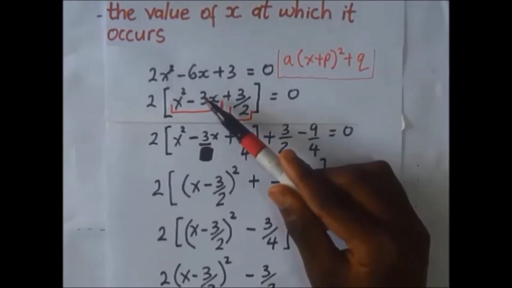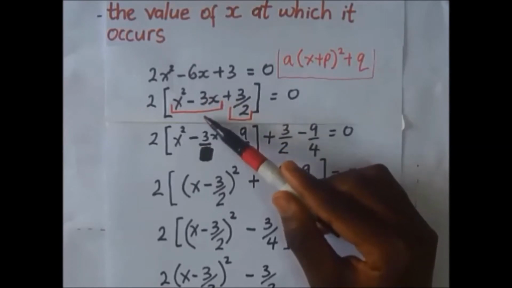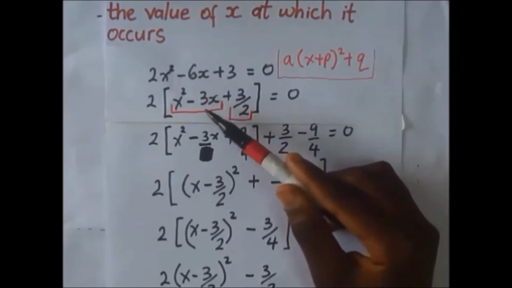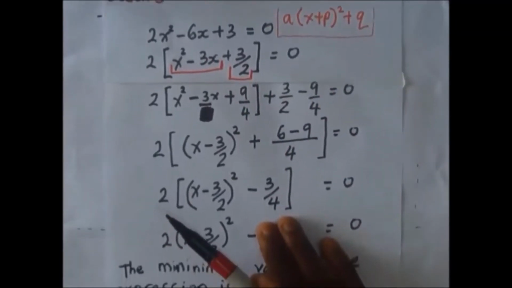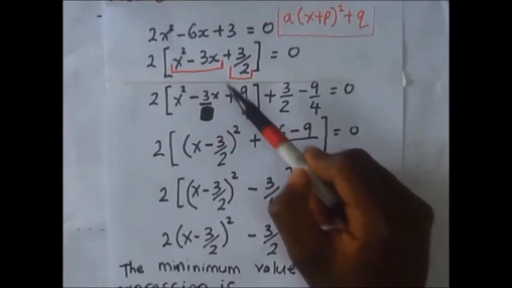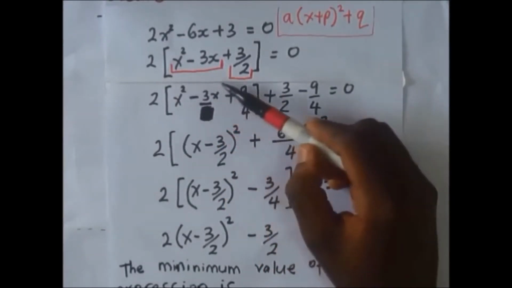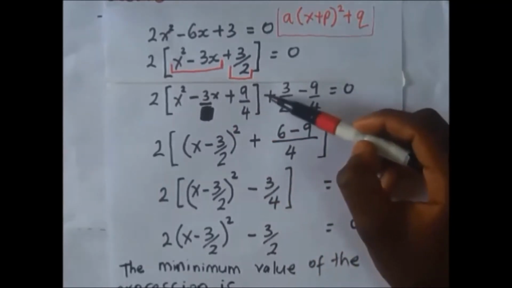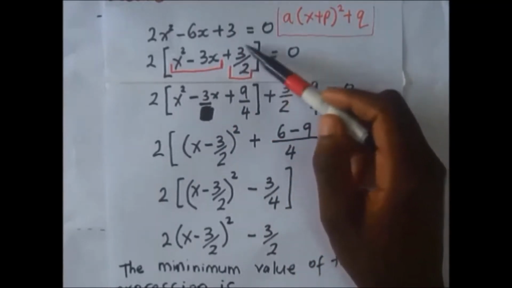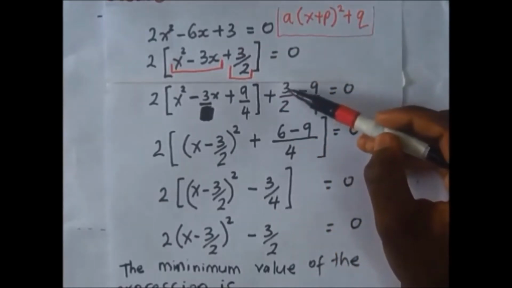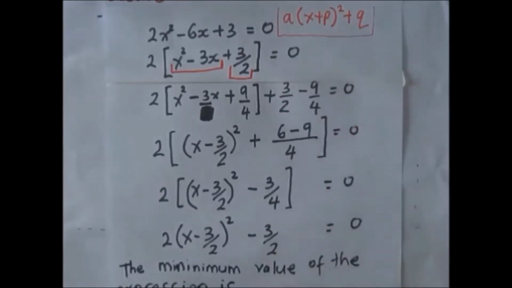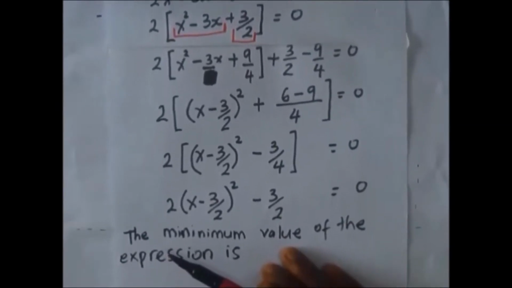So in this case, the coefficient of x is 3. So we divide 3 by 2. 3 divided by 2, square the answer, it's going to become 9 over 4. So we go and add 9 over 4 to that term, plus the rest of that term. Then we subtract that 9 over 4 from the value of c, which is 3 over 2. So it's going to become 3 over 2 minus 9 over 4. That's how we complete the square.